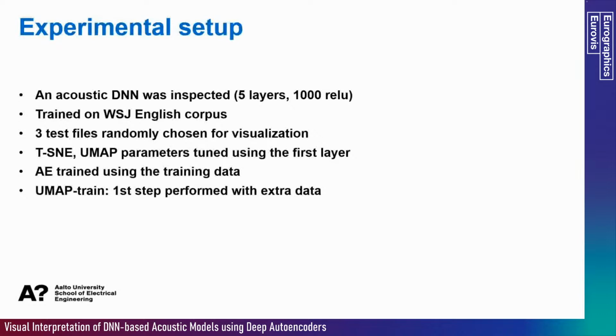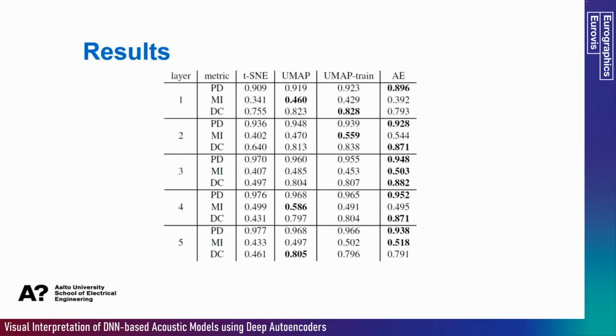Now, let's take a look at the experimental results. First of all, we can see that autoencoders managed to perform quite well despite their disadvantage, which was that they didn't see this data during their training. Based on the PD values, autoencoders proved to be the best, and UMAP outperformed t-SNE in most cases. In terms of mutual information, we can see that UMAP approaches achieved the best results, except for the third layer, where autoencoders were the best. Looking at the MI rows, we can see that autoencoders came second, outperforming t-SNE in most cases.